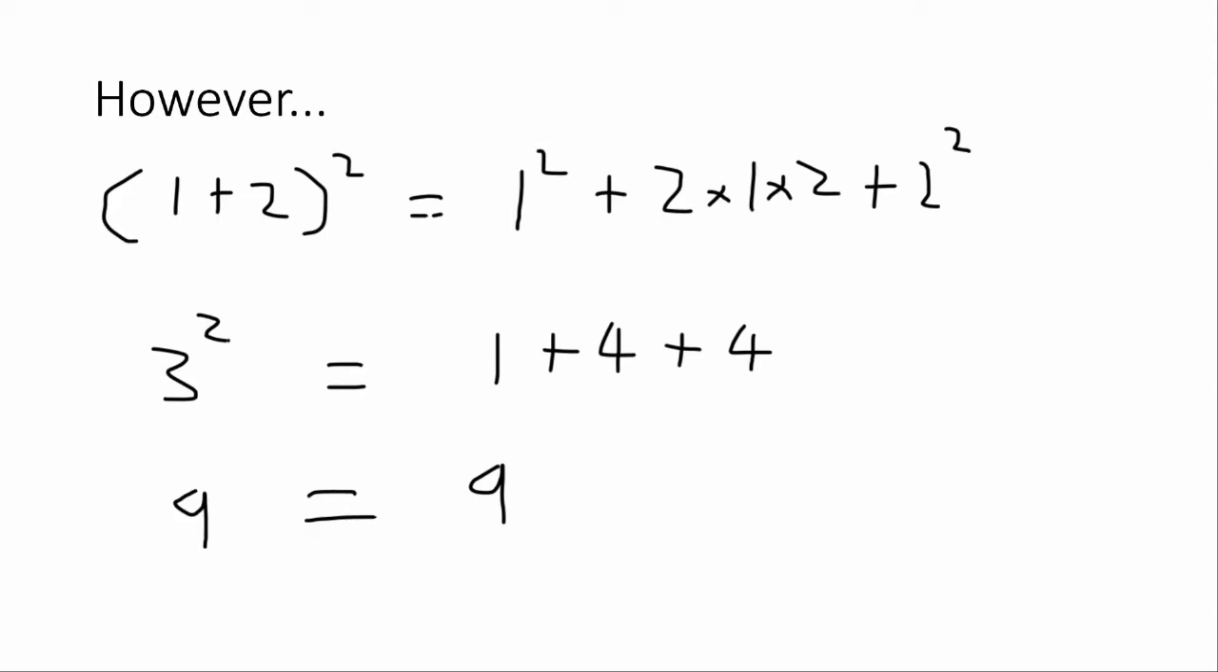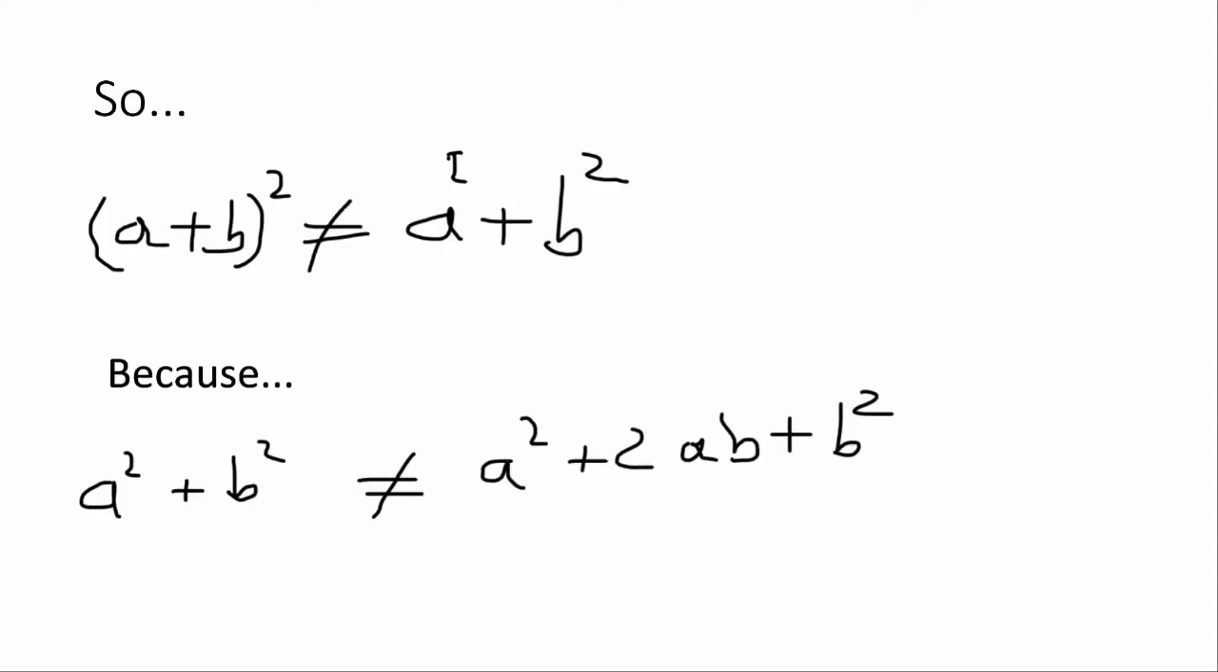However, 1 plus 2 squared does equal 1 squared plus 2 squared plus 2 times 1 times 2, which is 1 plus 4 plus 4, which is 9. So a plus b all squared is not the same thing as a squared plus b squared, because, as we have just seen, a plus b all squared is equal to a squared plus 2ab plus b squared.